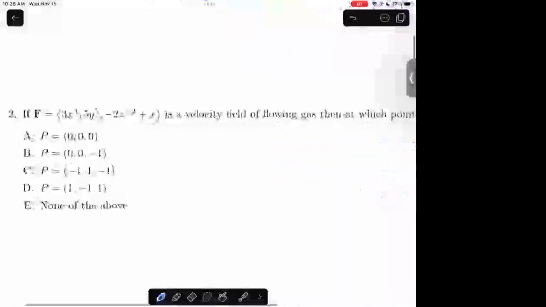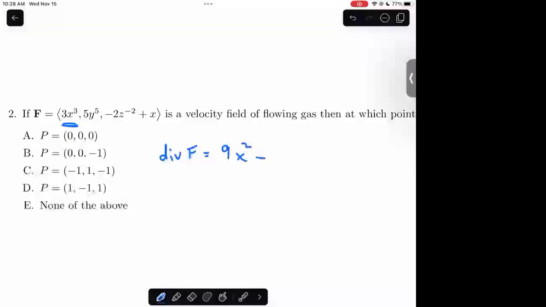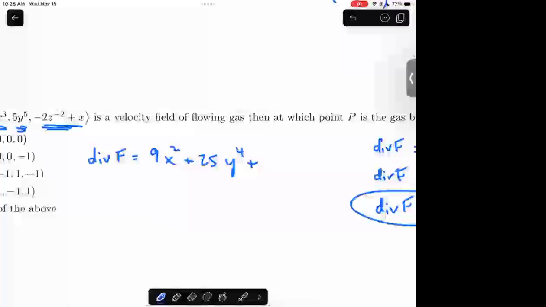Okay, well, I can calculate a divergence. That's not too bad. Divergence of F. Remember, technically we're doing a dot product with our del operator. So we take a partial derivative with respect to x of our first component, that's going to be 9x squared. We take a partial derivative with respect to y of our second component, that's going to be 25y to the fourth. And then finally, we take a z derivative of our third component. So -2 times -2 is going to be +4, z to the negative third power.